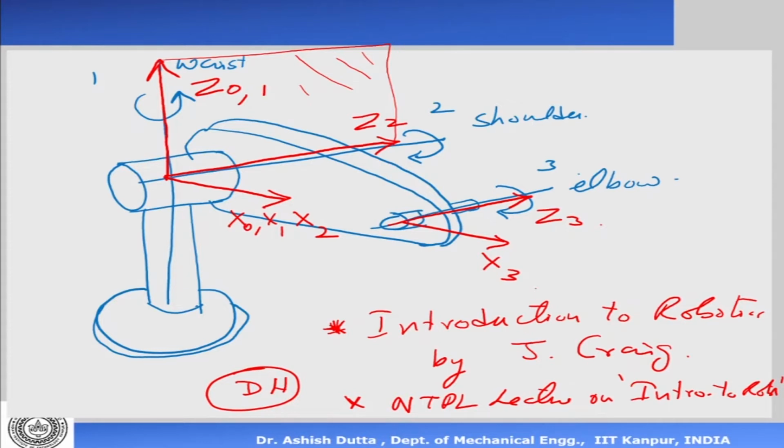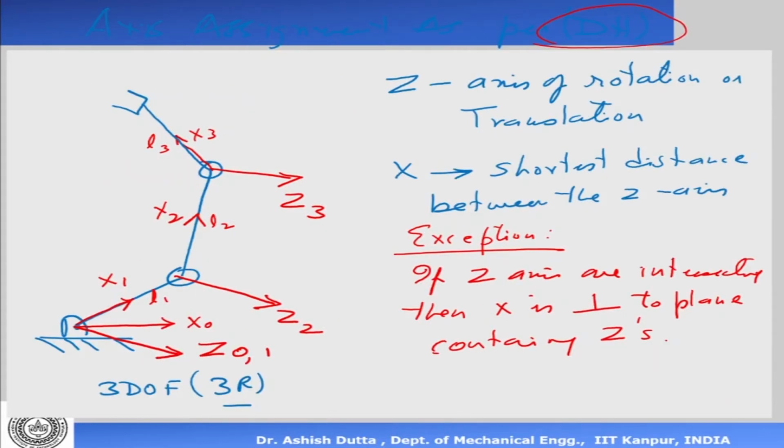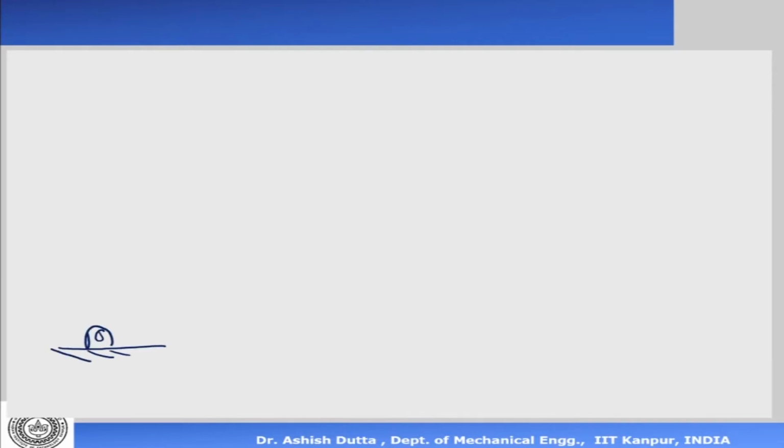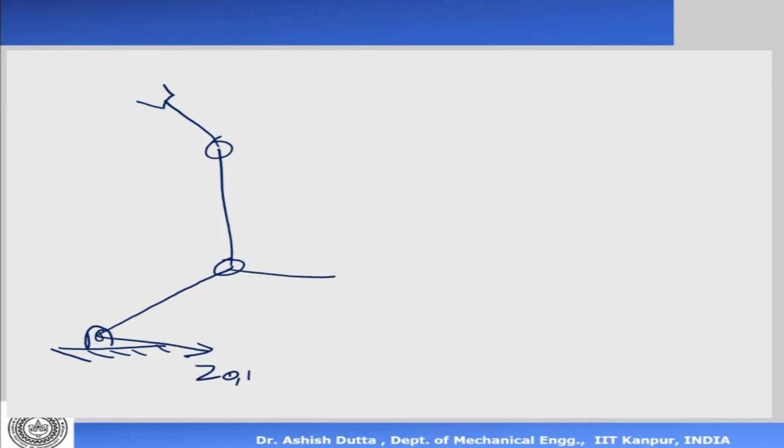Okay, so here we have seen that you assign your axes as per DH notation like this. And then after we have assigned our axes, we have to find what is the relation between the axes so that we can go from one frame to another frame. So let's look at that now. So this is our manipulator where we have three links like this, and this is my Z0, Z1, this is Z2, this is Z3, and this is my X0, X1, X2, and X3 frame assignments. So I assign my frames.